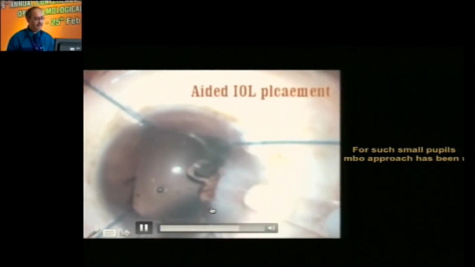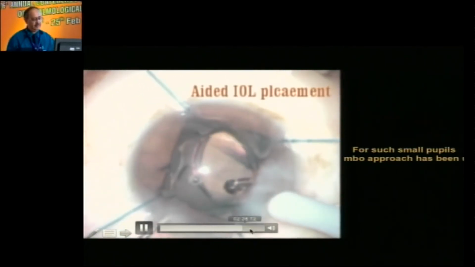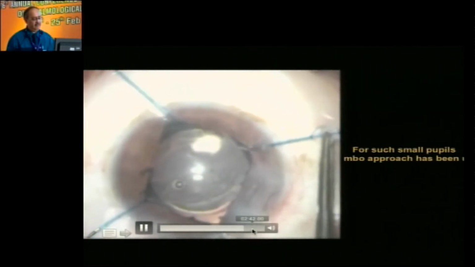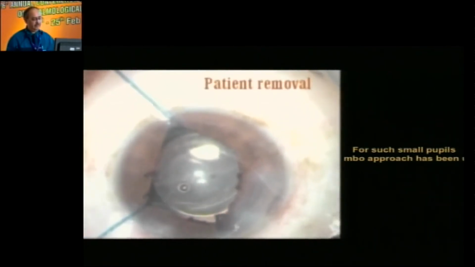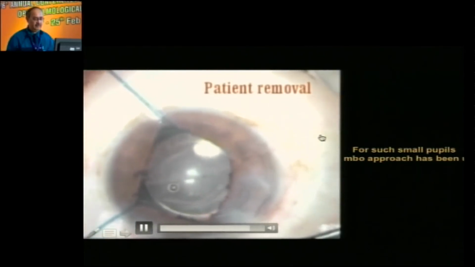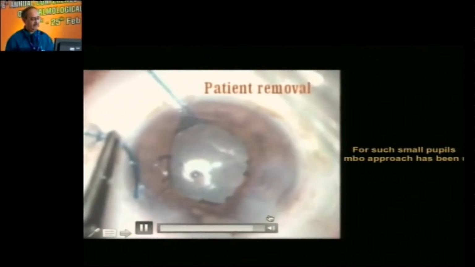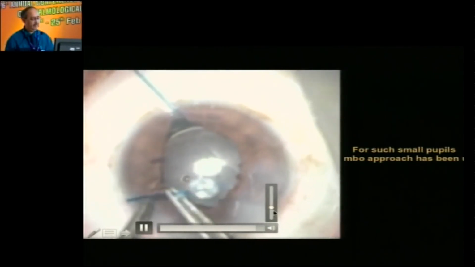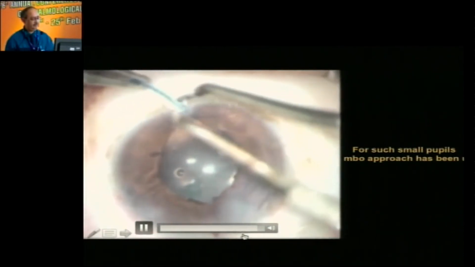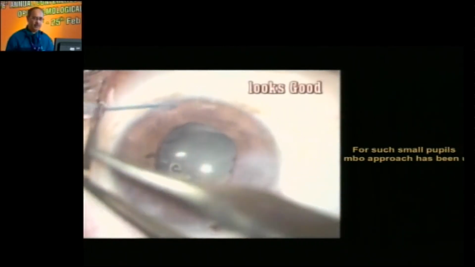And IOL insertion, iris was coming, so we used the second hand. And then, you see, if you remove it nicely and carefully, the removal is also not very difficult. The trick is patient removal. It looks quite good. It's not that bad.